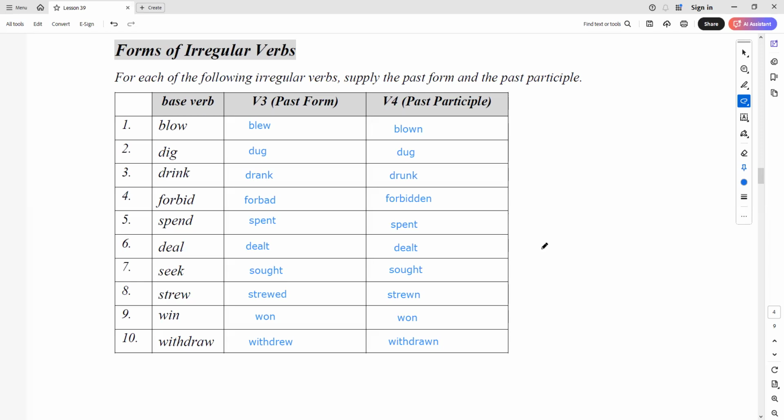Okay, then number 8 is strew. What is strew? Strew is scatter, right? So for strew, we add ed first, and after that we have the n added at the back there. Okay, yes, very good.